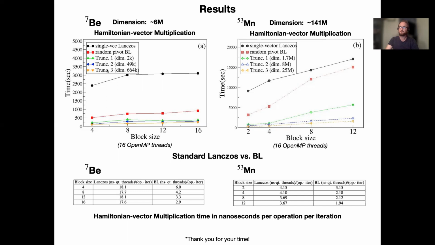Truncations 1 through 3 are the bootstrap block Lanczos calculations, where they're labeled by the dimension of the model space used to compute the pivot approximate eigenstates. So we purposely choose these to be quite small relative to the total dimension of 6 million and 141 million respectively. So we can see that block Lanczos does in fact beat single vector Lanczos pretty considerably on its own, and that's clear down here in these tables. But we see that bootstrapping, in fact, is substantially better than even the regular block Lanczos.